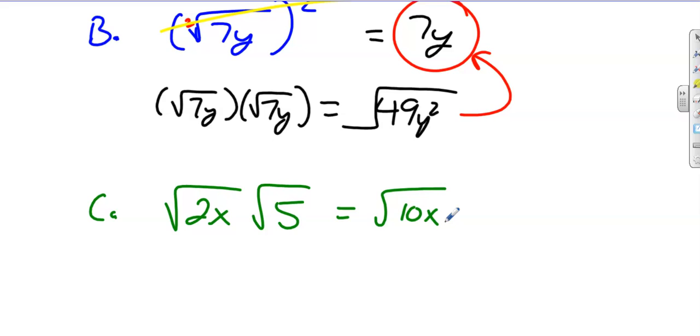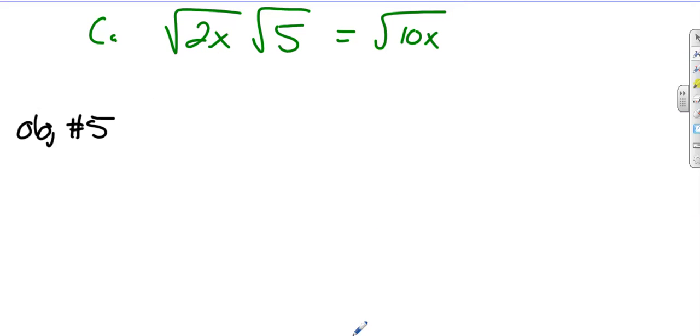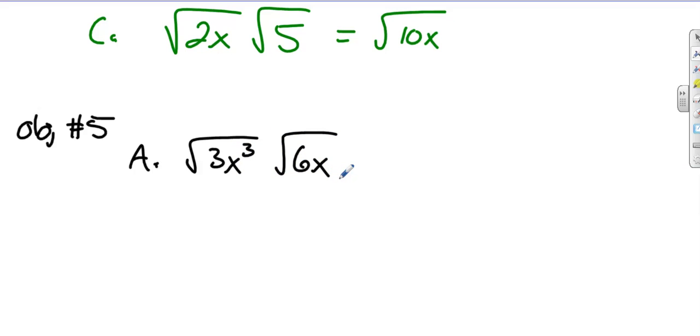Okay, objective 5. On this one, now they start changing out the variables, so that now you're going to have bigger powers than just the first power. Now you're going to have 3s and 4s and 5s on the x's. So you're going to have bigger exponents on the variables. So they're just kind of stepping this thing up one more notch from there. So you're going to have something like 3x to the third times the square root of 6x.